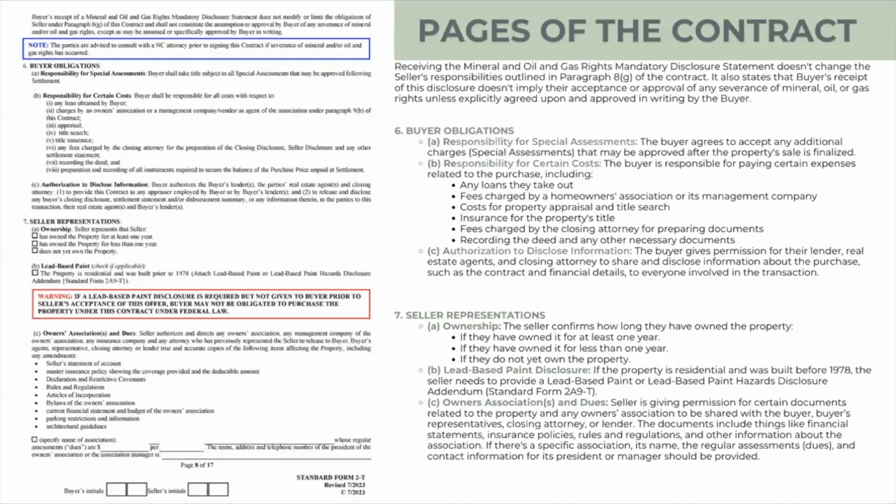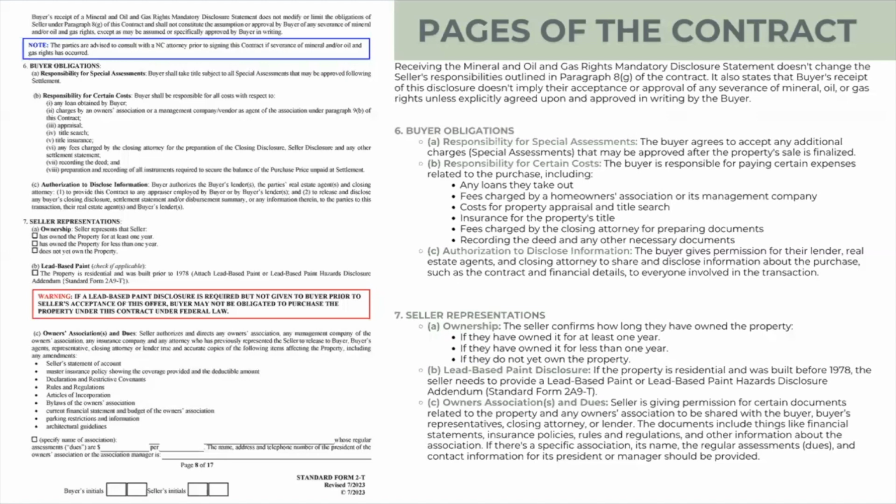And the seller representations. So ownership. The seller confirms how long they have owned the property, if they have owned it for at least 1 year, if they have owned it for less than 1 year, and if they do not yet own the property. The lead-based paint disclosure. If the property is residential and was built before 1978, the seller needs to provide a lead-based paint or lead-based paint hazards disclosure addendum.